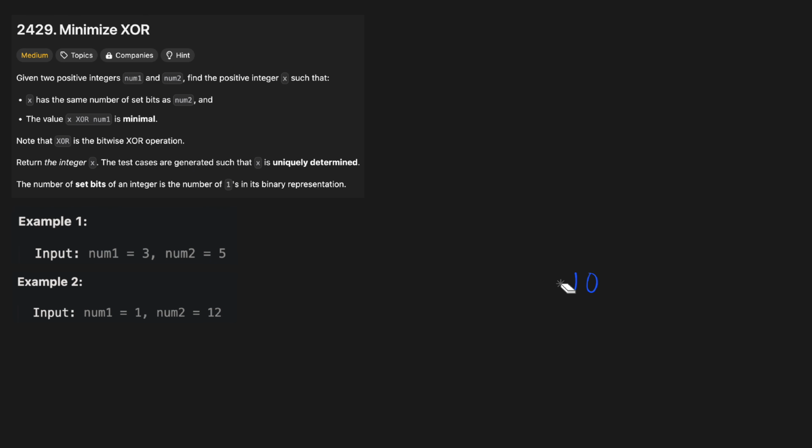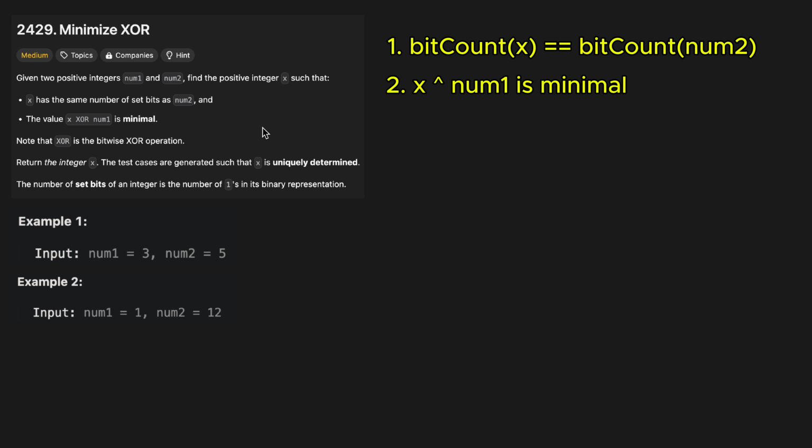Now in terms of solution, we need to find the integer x such that it has the same number of set bits as num2 and the value x XOR num1 is minimal. So first we need to count the number of set bits in num2.